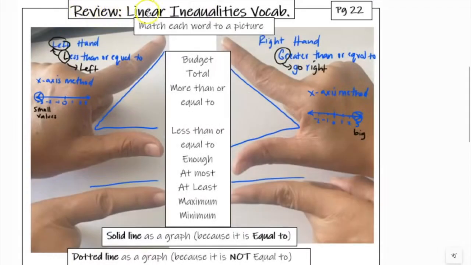We're going to quickly review linear inequalities vocabulary. This is going to be very big in this unit, so it's very important that you know it. It says match each word to the picture. You've got a picture here of my left hand, and this is how you're going to remember it.